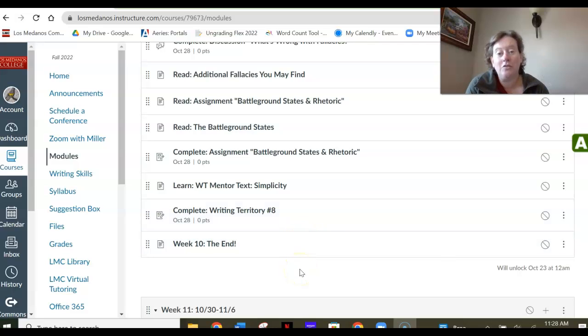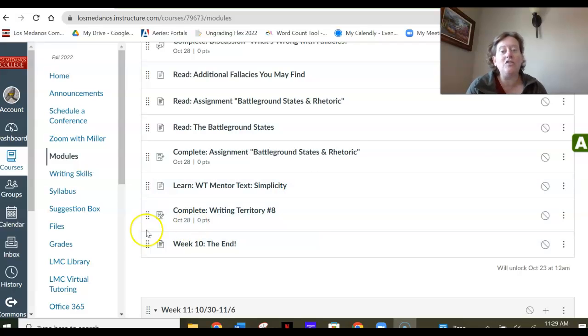You have a writing territory this week as well. It's kind of a busy week this week: a discussion board, and then this assignment, battleground states and rhetoric. Also keep in mind that if your goal is to revise essay number 2, you should meet with me this week to talk about what you want to revise and how you want to approach that. Again, the revision is totally optional. You had a check-in last week, so if you put some questions or comments there, make sure you see the feedback that I gave you in Canvas.